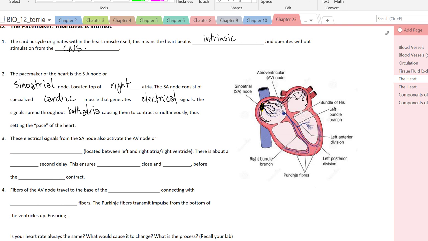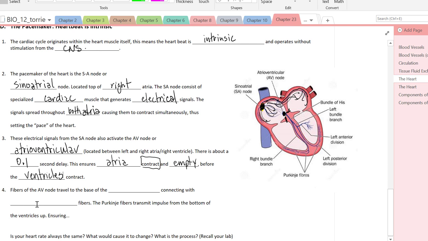So once those electrical signals go out, they're tied to a second node down in the bottom right corner of the right atria, kind of between the left and right atria, and also the right atria and right ventricle, another node of tissue called the AV, or atrioventricular node, which again has about a 0.1 of a second delay just to ensure that the atria have fully emptied. All right, this ensures the atria contract and empty before the ventricles contract.